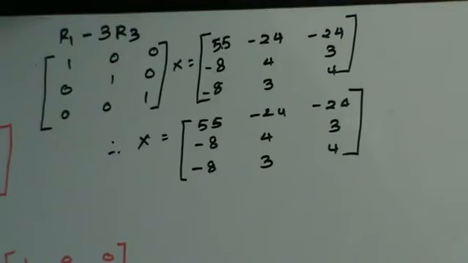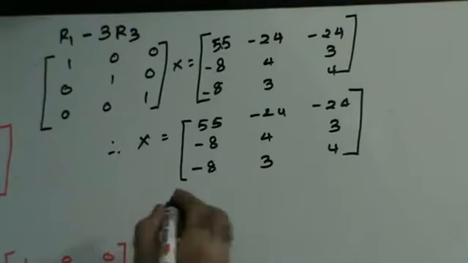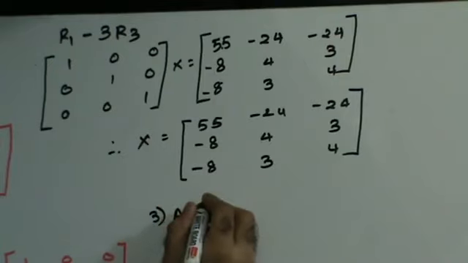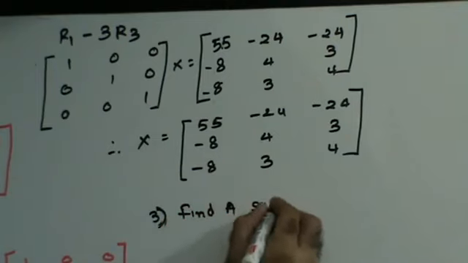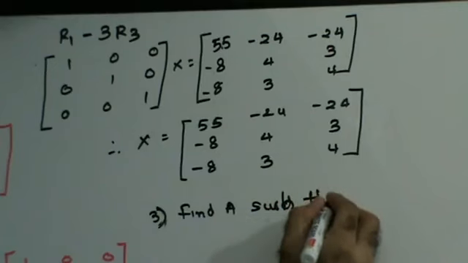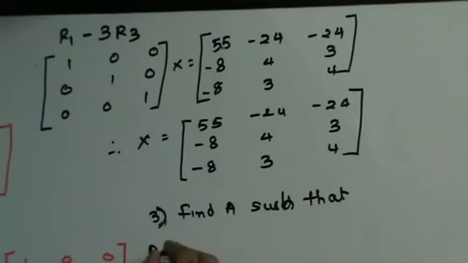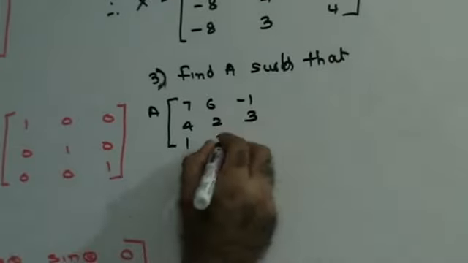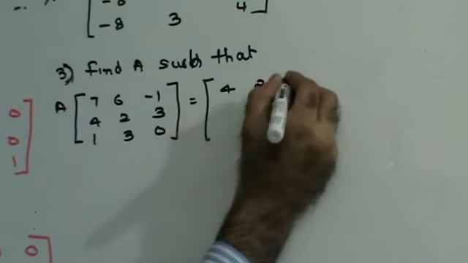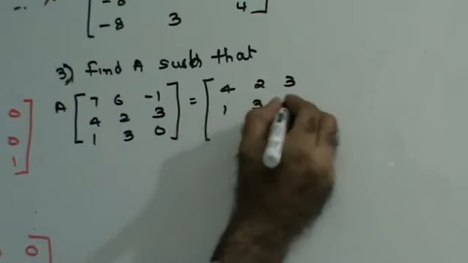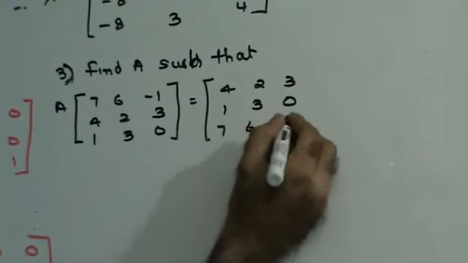Now once you have this, next let's see another sum. Find A such that A into the matrix 7, 6, minus 1, 4, 2, 3, 1, 3, 0 is equal to the matrix 4, 2, 3, 1, 3, 0, 7, 6, minus 1.